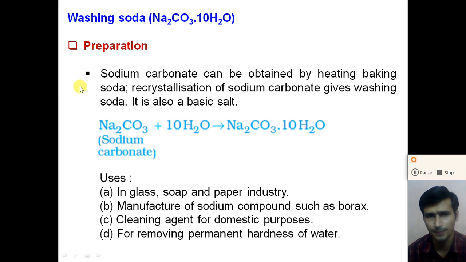So how do we prepare washing soda? What is the chemical name of washing soda? The chemical name of washing soda is sodium carbonate, with 10 molecules of water in one crystal of sodium carbonate. Sodium carbonate can be obtained by heating baking soda.